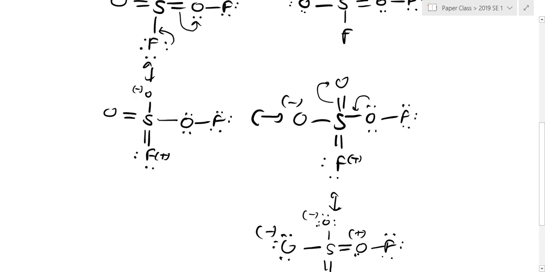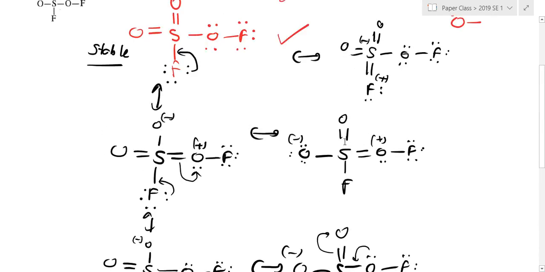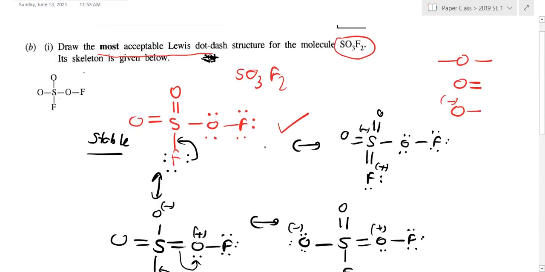Say 1, 2, 3, 4, 5, 6, 7 have been drawn. Those are the resonance structures of this. This is the most stable one. They have only asked about this red colored one. Therefore, the marks will be given for that.